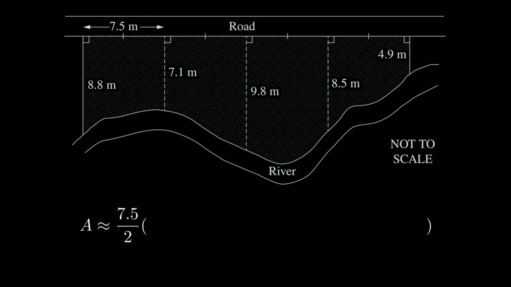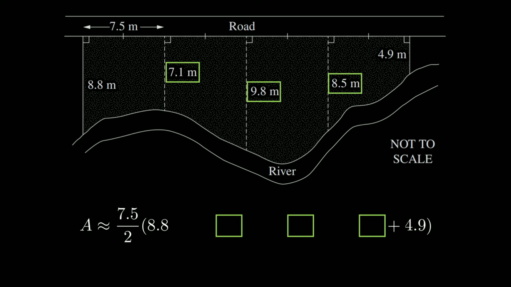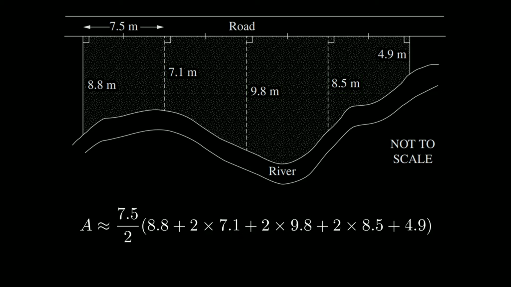Okay. And for the measurements from the road to the river, I think the easiest ones were the end ones because we only needed one copy of the ends. So we need one copy of the 8.8 and one copy of the 4.9. Then the middle ones. What was special about the middle ones? The middle ones we need two copies of because they got counted twice when we added up all of those trapeziums. So we need two of those middles, and so in they go. And pretty much when you do this, you can just put all of that in one go into your calculator and you get to 41.88.